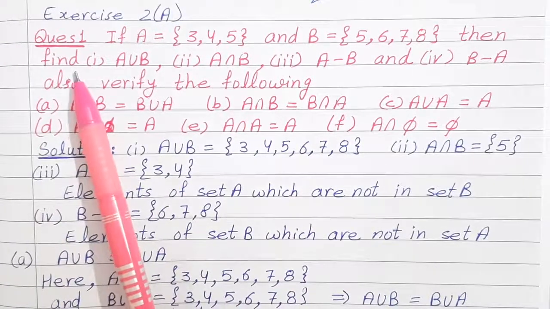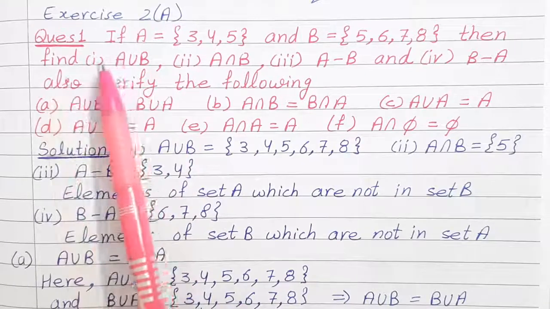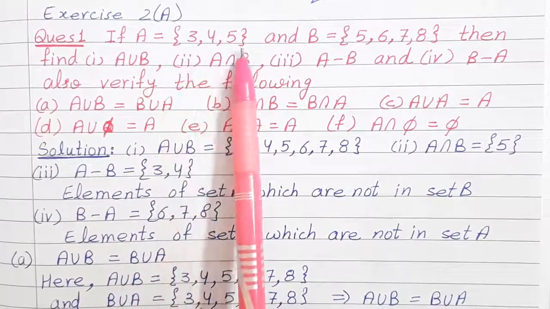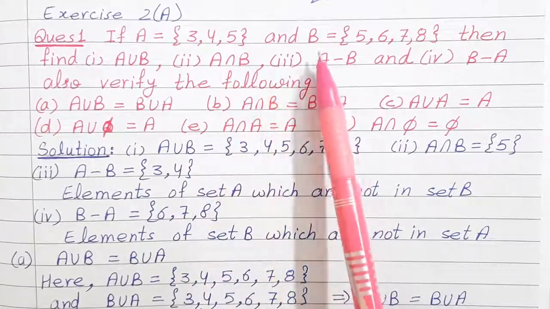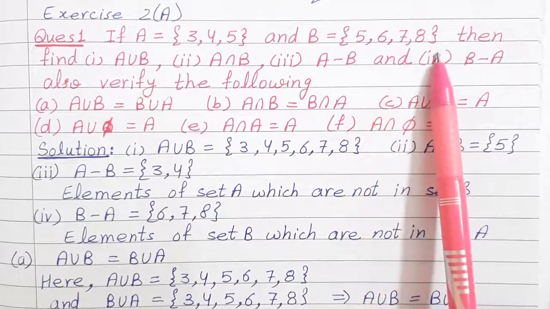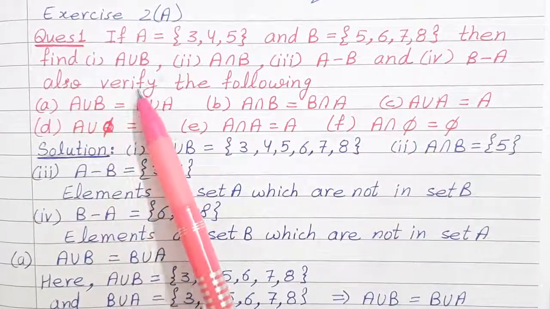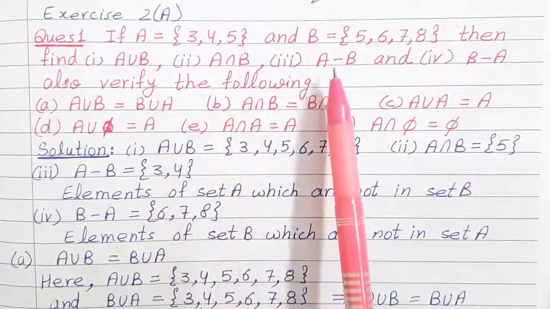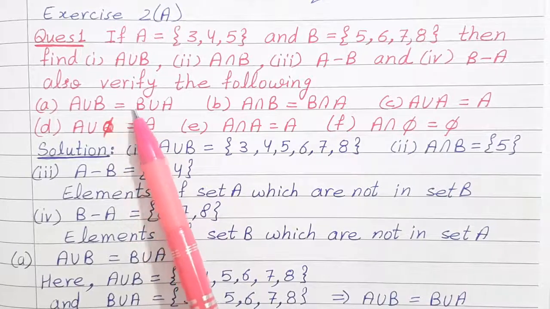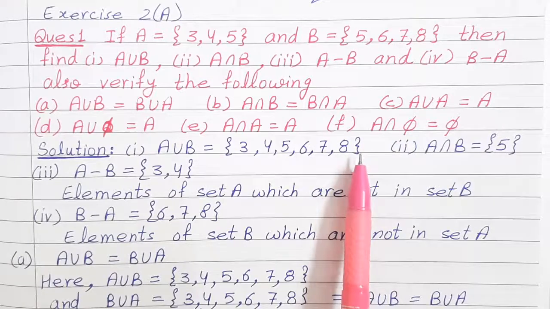See question number 1 of your textbook from exercise 2A. If A is equal to {3, 4, 5} and B is equal to {5, 6, 7, 8}, then find A union B, A intersection B, A minus B, B minus A, and also, children, we have to verify the following parts. So let's start.